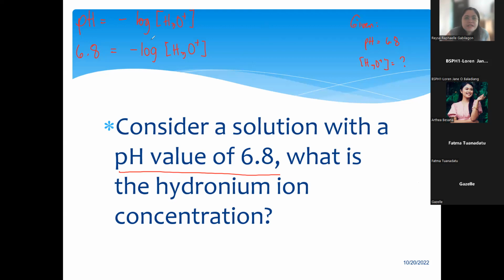Sige. Let's answer this. Now, in answering this class, hindi mo siya pwedeng i-divided by negative log ha. Tinry niya siyang i-divide, like 6.8 divided by negative log. It will be syntax error. Again, syntax error yan siya. In this case, you are going to do the anti-log or the inverse log. So you have to multiply both sides with the anti-log.